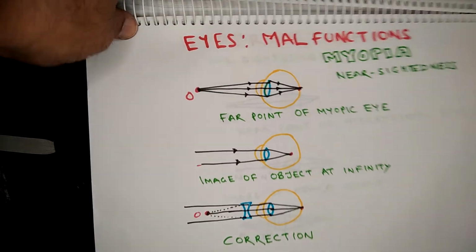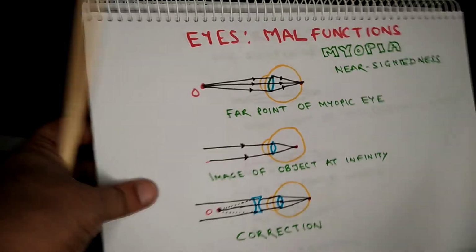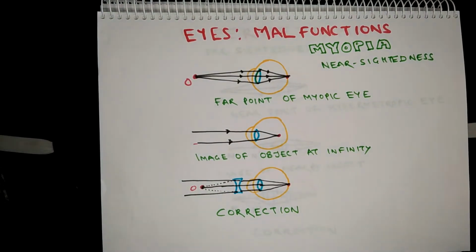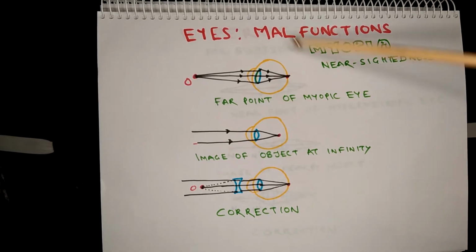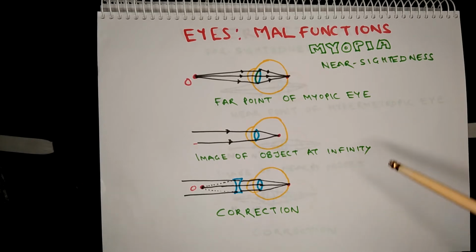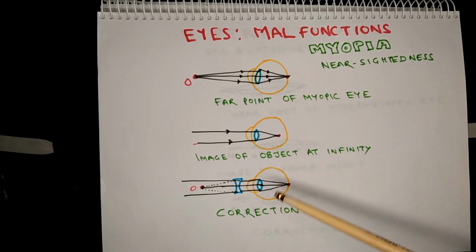Now let us move on to the malfunctions of eyes. First of all, it is about myopia. Myopia is also called nearsightedness, because a person suffering from myopia can clearly see nearby objects, but is unable to see distant objects. So this figure shows the problem with the myopic eye, these two figures, and this figure shows how it is rectified.